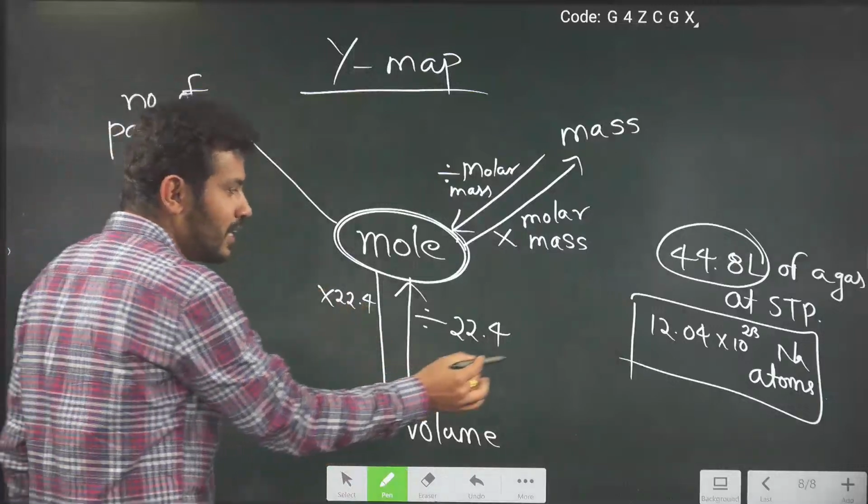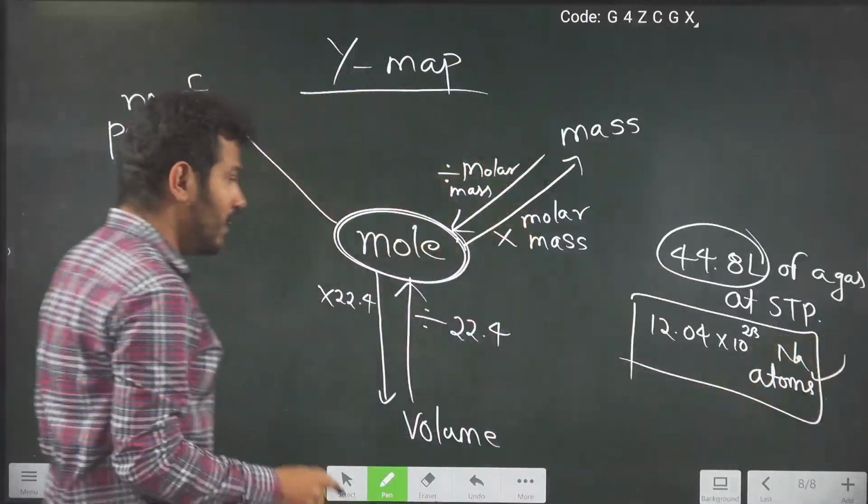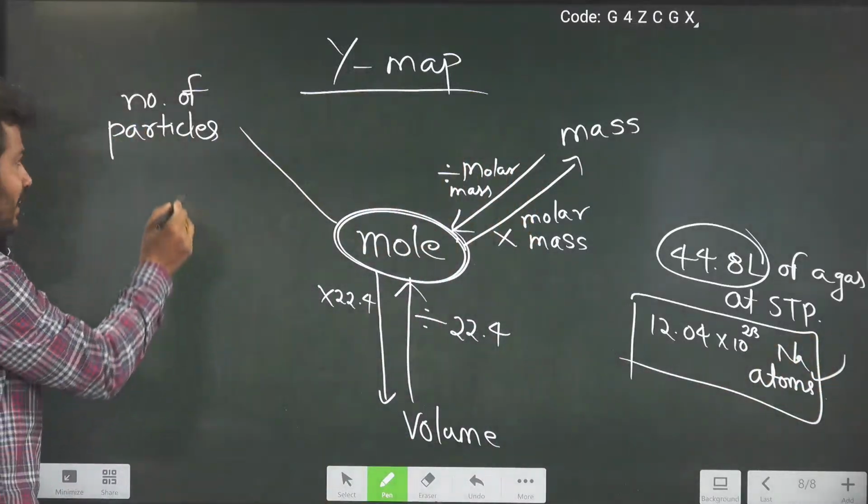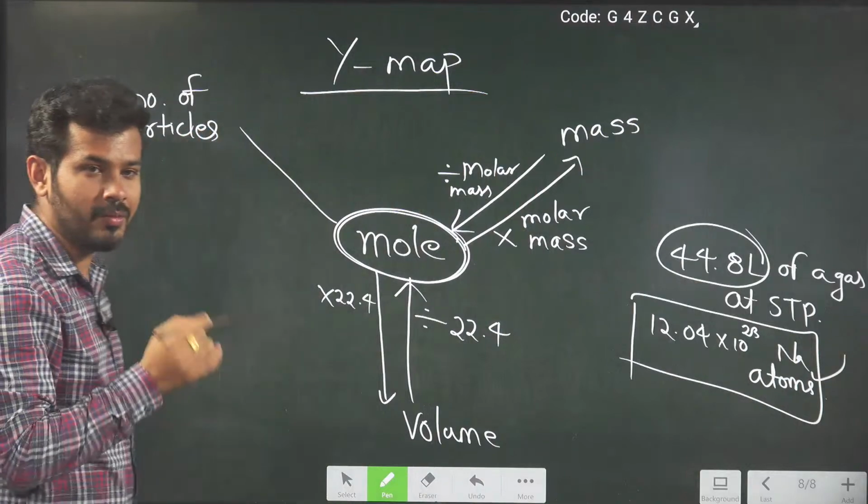You please focus here. If this is the given number of atoms, divided by Avogadro number gives the number of moles. Particles means it can be atom, it can be molecule, it can be anything.